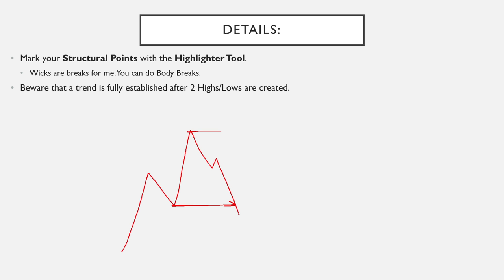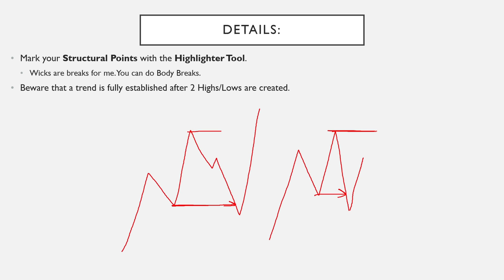Okay, so a trend is established when you have this, which is a trend change, then the market pulls back, does not break above this high, which is right now our major high, and then breaks the low. So what you have right now is one lower low, two lower lows, right? So two lows are created in this example. And right now you can say, okay, we've made the trend change and we have confirmed the trend change by a break of structure.